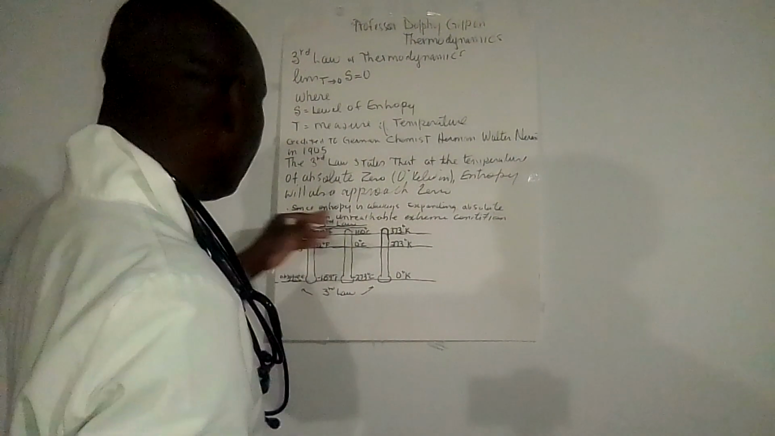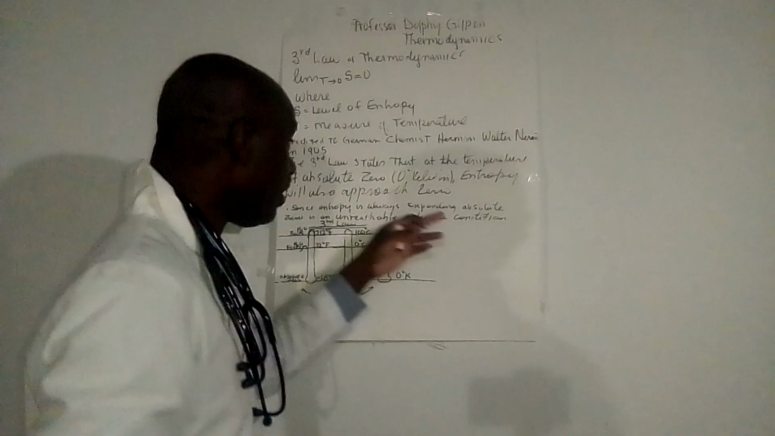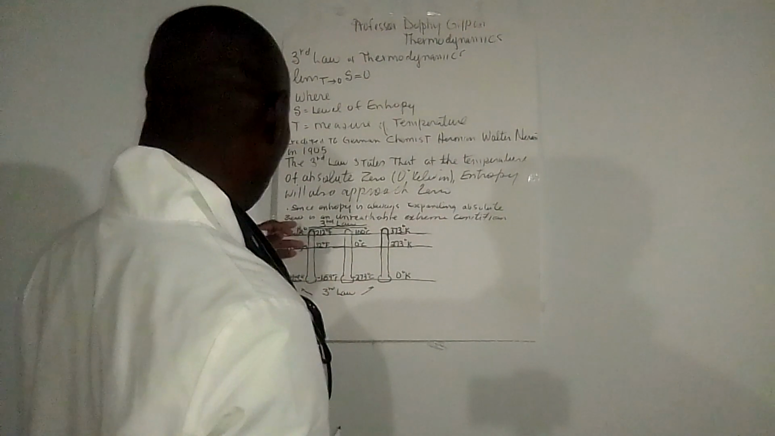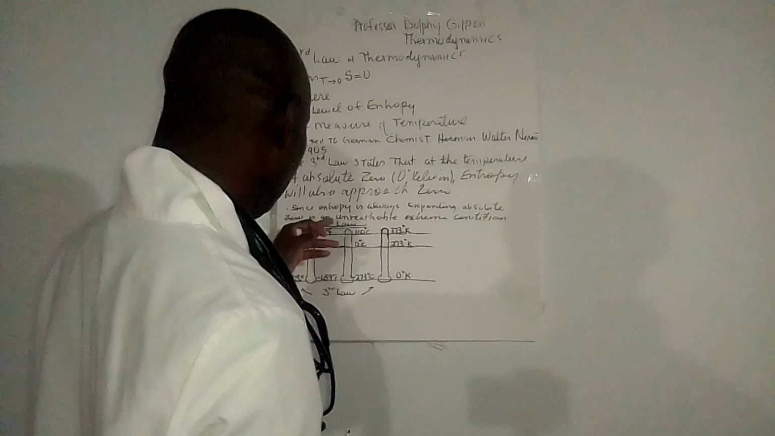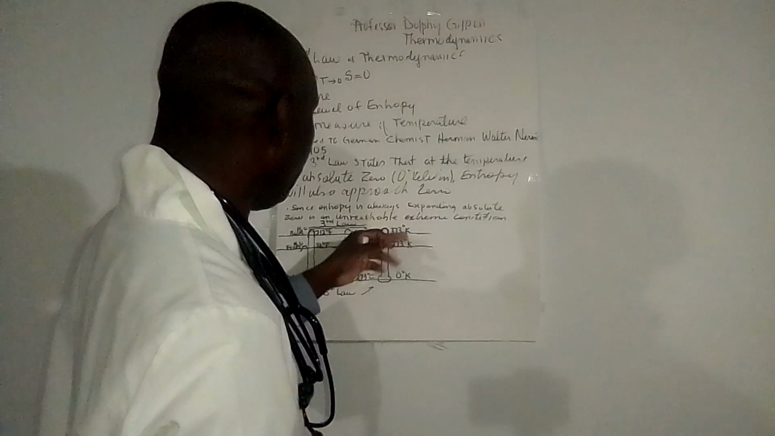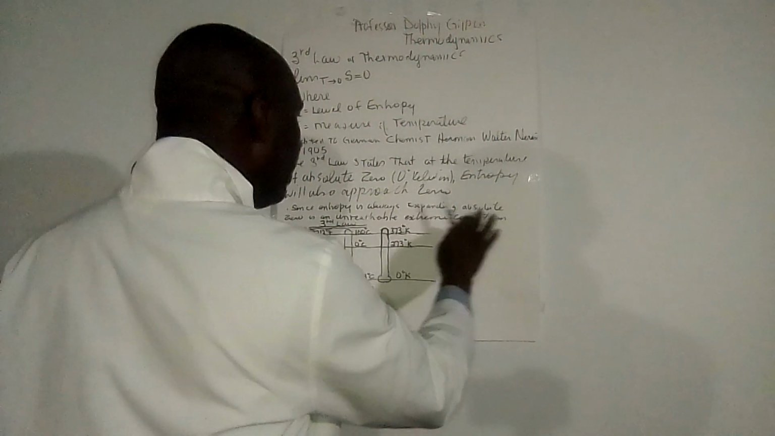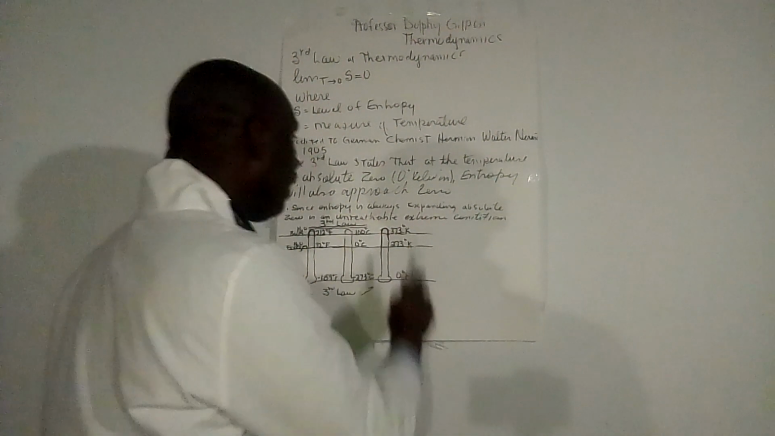And what we have here now, since entropy is always expanding, is that absolute 0 is unreachable and is an extreme condition.